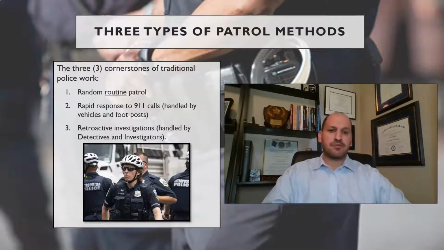3 types of patrol methods. Okay, so in policing, they have what's called the traditional model of police work. And then it's made up of 3 different things, which they call the 3 cornerstones. The first is what they refer to as random routine patrol.